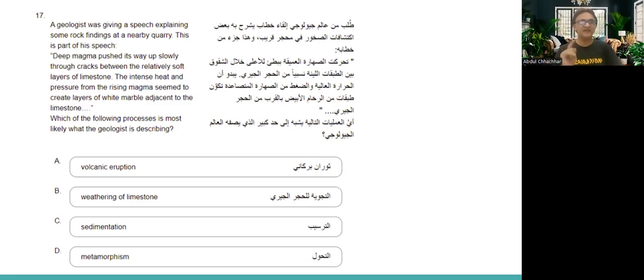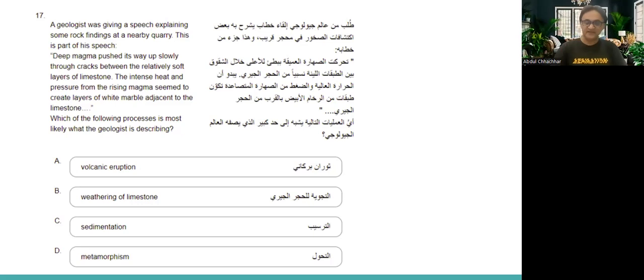So stay with me. Deep magma pushed its way up slowly through cracks between the relatively soft upper layers of the limestone. The intense heat and pressure from the rising magma seem to create layers of white marble adjacent to the limestone. Which of the following processes? Now, the question is very clear and understandable: heat and pressure, what type of rock is formed through heat and pressure?